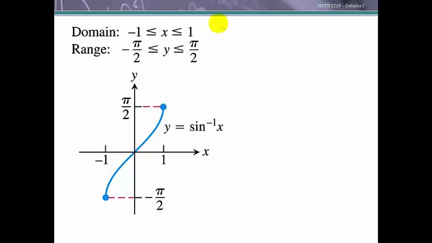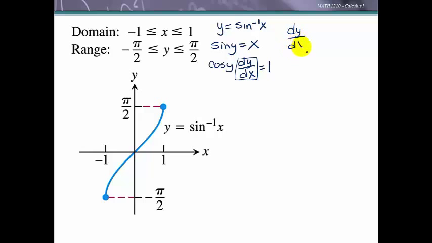Now let's go ahead and compute the derivative. First we'll start with the function, and we are going to take the sine of both sides, and we know that the sine and its inverse will undo each other, so we're left with sine y equals x. Now we're going to use implicit differentiation. The derivative of sine of some stuff is cosine of the stuff times the derivative of the stuff. And our derivative of x is 1, so we could now solve this for dy/dx. And we would have 1 over cosine y.